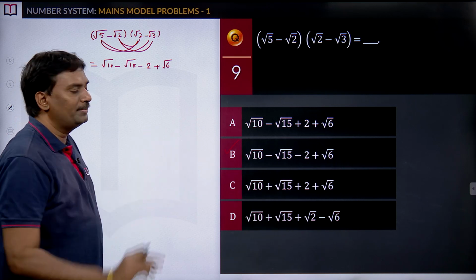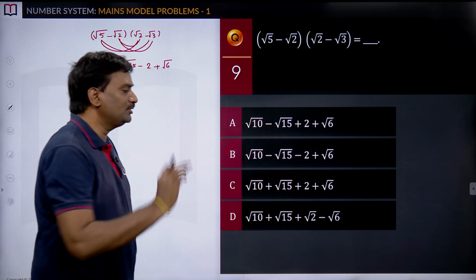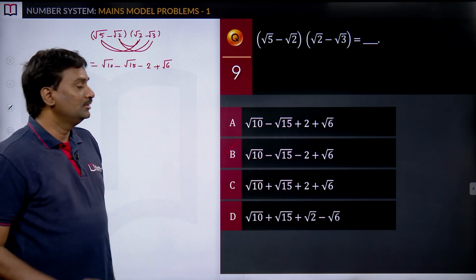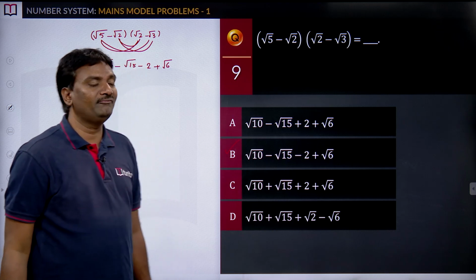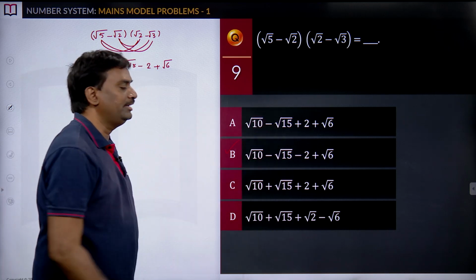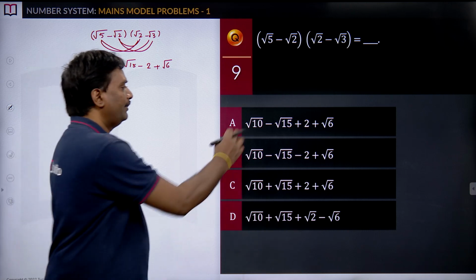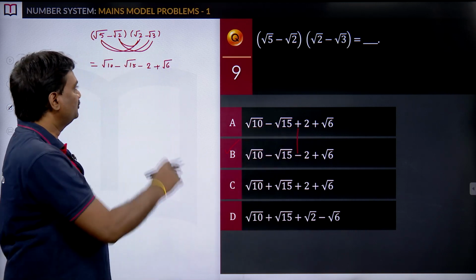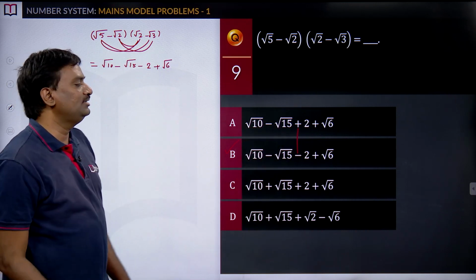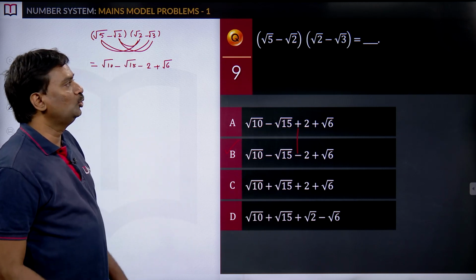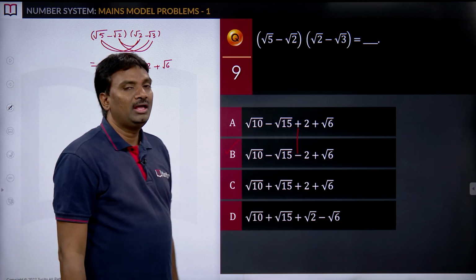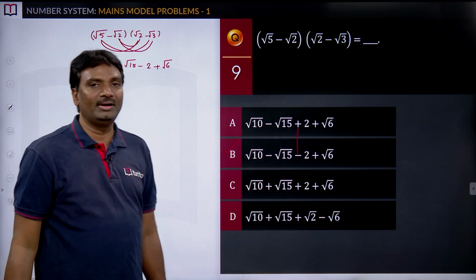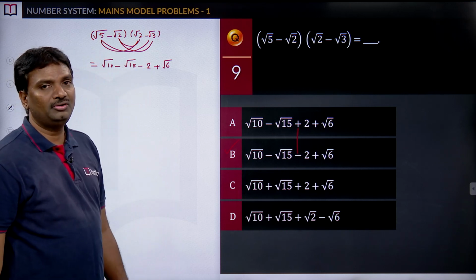By observing all options A, B, C, D, with respect to the numericals they are the same, but with respect to the signs they are opposite. So, before choosing the option you have to be very careful. Looking at options A and B, they look similar, only this sign is different. So, option B is the correct option. By multiplying the two irrational numbers root 5 minus root 2 and root 2 minus root 3, you will get root 10 minus root 15 minus 2 plus root 6. Hope you understood. Next problem.